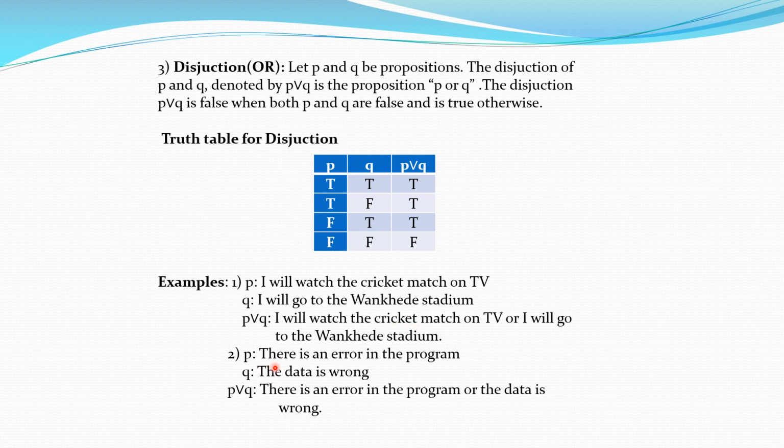Now P, there is an error in the program. Q, the data is wrong. So P disjunction Q is there is an error in the program or the data is wrong. So again, here we have combined P, Q by using the logical connective or.